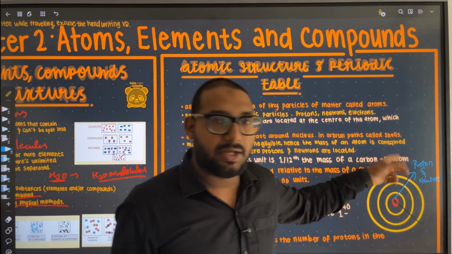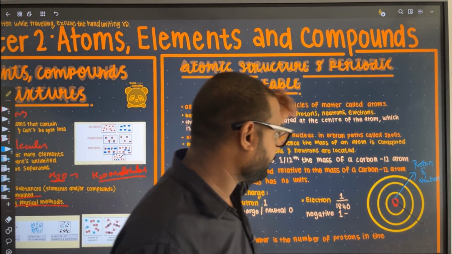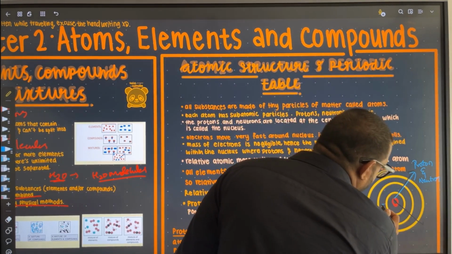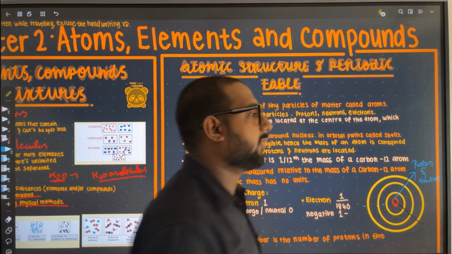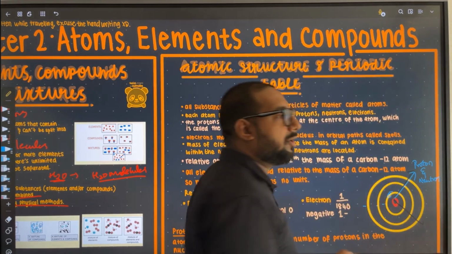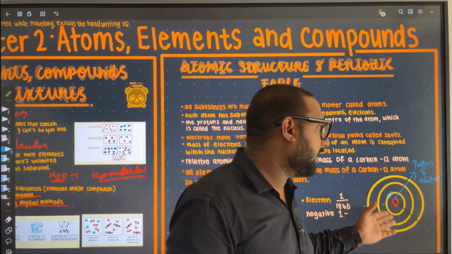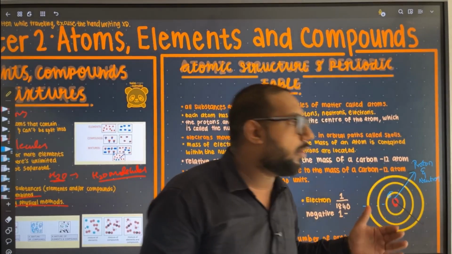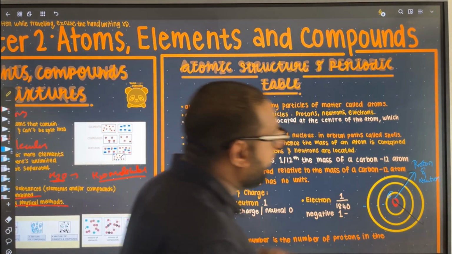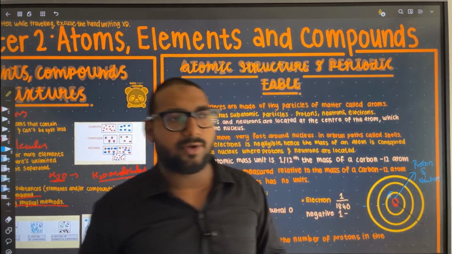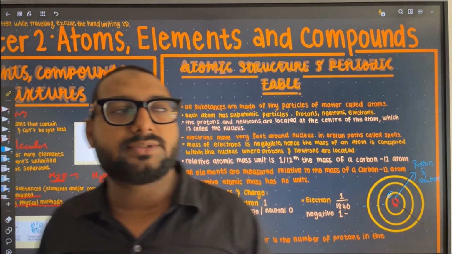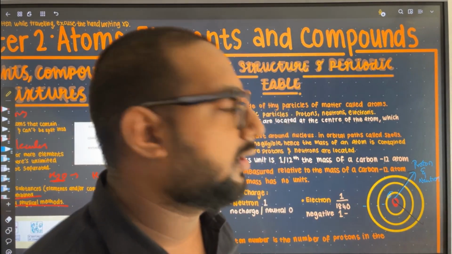In this nucleus you have protons and neutrons, and around the nucleus you have orbits. These circles are called orbits. The electrons revolve in these orbits around the nucleus. So an atom can have one orbit, two orbits, three orbits. It depends on the number of electrons it has. We'll learn that eventually.